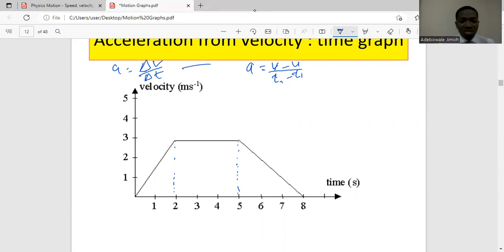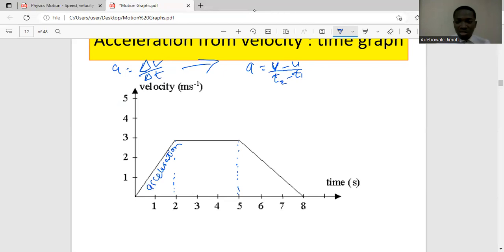Okay, and that's the same thing I've written here, because the change in velocity means v minus u. That's final velocity minus initial velocity. And your change in time means the time at the end, which is T2, minus the time in the beginning, which is T1. Let's deal with this part of this graph. Take note that this is a velocity time graph. So the slope of this graph represents your acceleration.